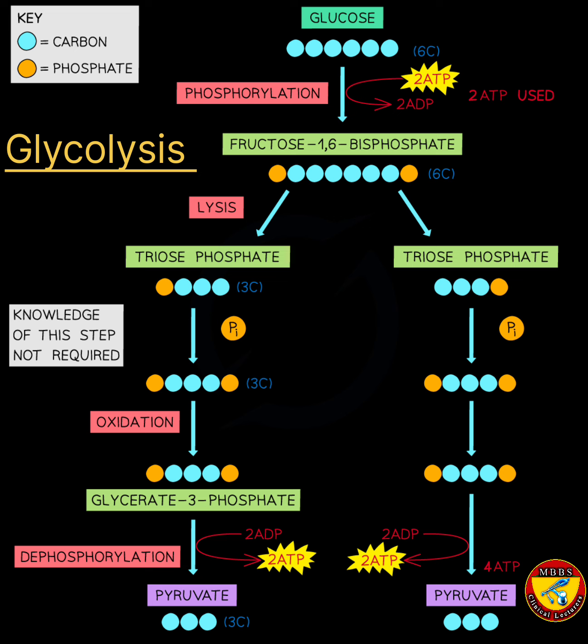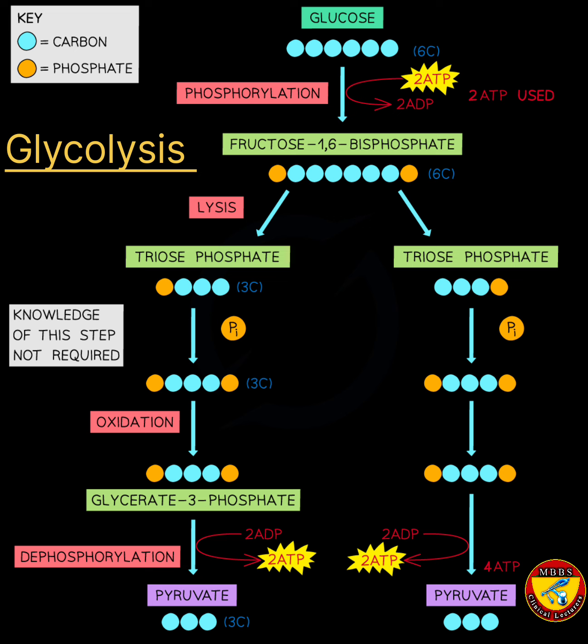Glyceraldehyde-3-phosphate to 1,3-bisphosphoglycerate, 1,3-BPG. Enzyme: glyceraldehyde-3-phosphate dehydrogenase, GAPDH. Each G3P is oxidized, and NAD+ is reduced to NADH. Additionally, an inorganic phosphate is added to form 1,3-bisphosphoglycerate, 1,3-BPG.